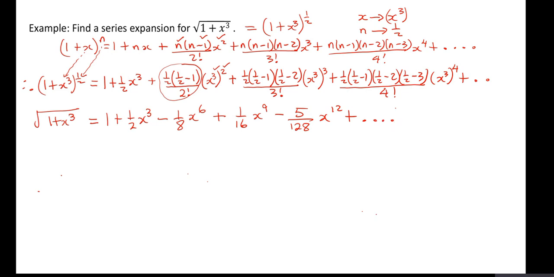So if you can recognize the binomial series, you can use it directly instead of using the Maclaurin series and differentiating the first derivative, second derivative, third derivative. As soon as you recognize the binomial series, you can apply its formula and work it out.